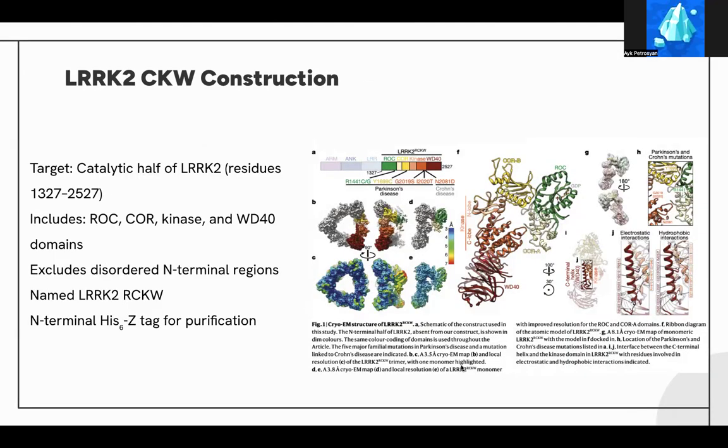So, the authors set out to determine a high resolution structure of the catalytic core of human LRRK2 to study how it interacts with microtubules and to explore how different conformational states affect its function and its ability to form filaments. To do this, they engineered a fragment of the human protein spanning residues 1327 to 2527. And this includes the ROC, COR, kinase, and WD40 domains, the key enzymatic and structural components of the protein.